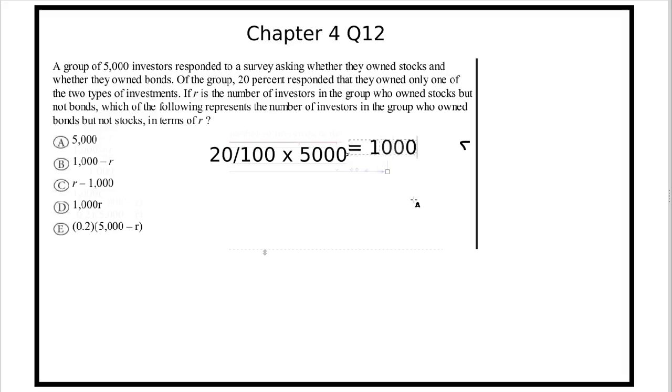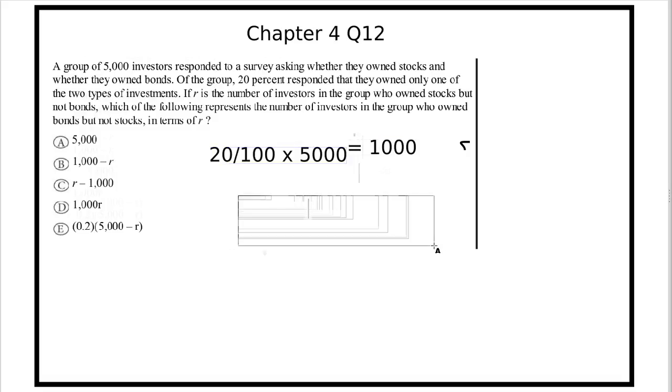I just need to calculate it on paper because I don't have a calculator. 20 over 100 times 5,000, okay, that's correct. Now I need to get the portion of the 1,000. I will also type it in the form of x of the R.